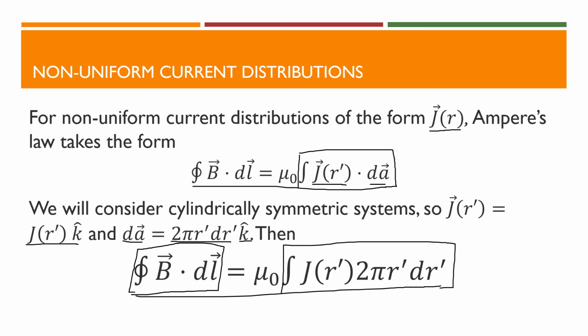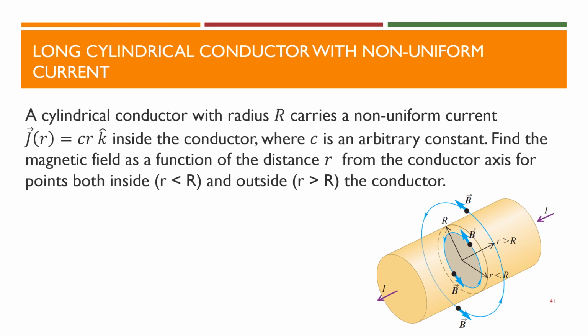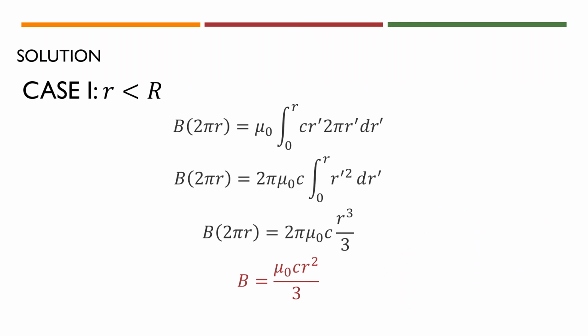I think all of these are better understood with an example. So let's consider one. Let's say we have a current density which has the following form, linear in r, and C here is an arbitrary constant. We need to find the magnetic field at regions inside and outside. So the solution is as follows.